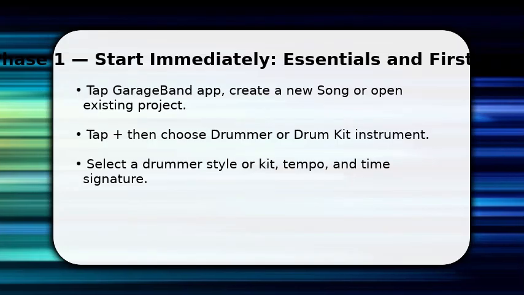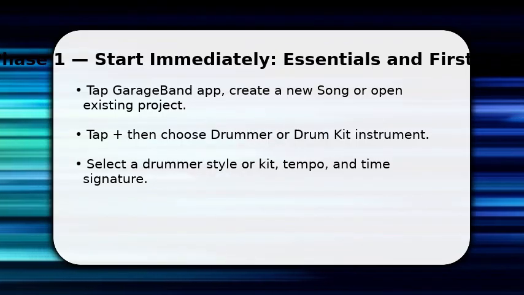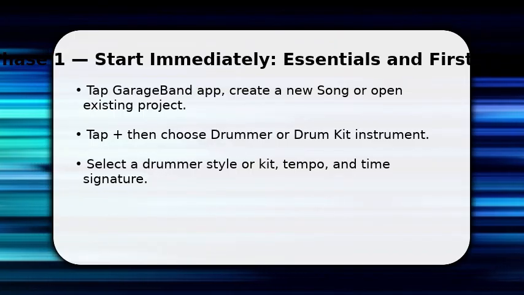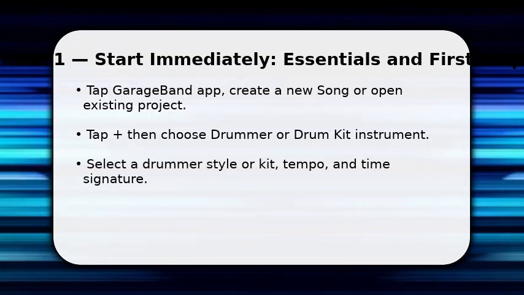Enjoy the video. You're starting in Garageband on your iPhone. Open the app and create a new song now. Tap the plus and choose Drummer or Drum Kit to add a drum track. This gives you either algorithmic grooves or manual pads. Pick a drummer style to get a quick performance versus selecting a kit for hands-on control. Once done, set tempo and time signature so your drum part locks to the song. These choices shape feel and groove before you record.